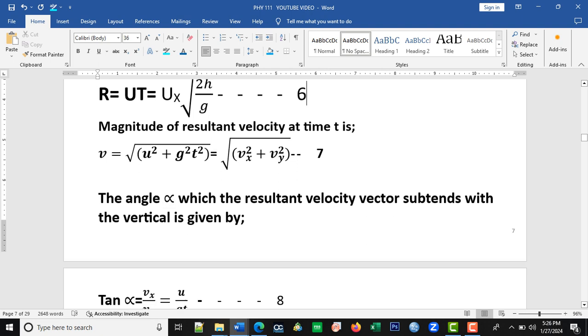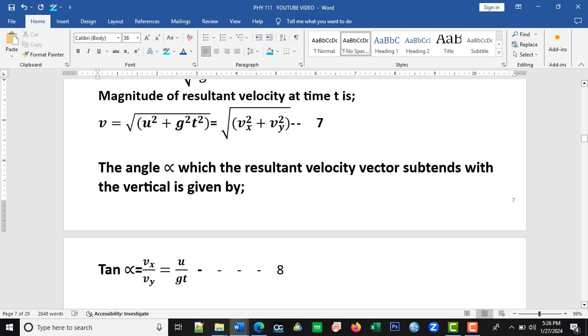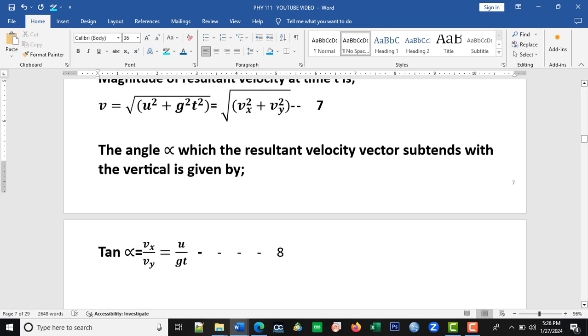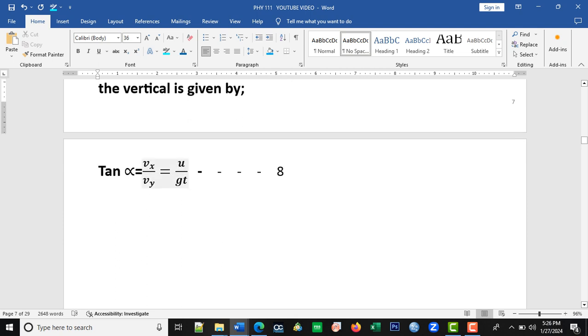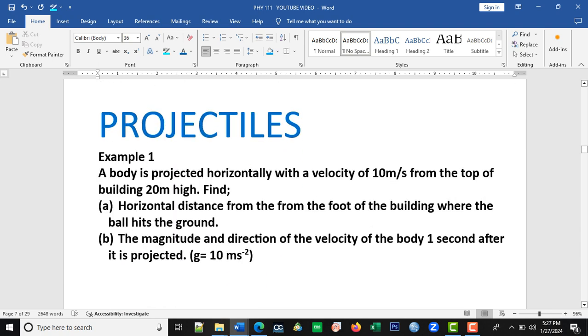Okay, so the next thing we are going to consider before we solve at least one problem is the angle alpha, the angle which the resultant velocity vector makes with the vertical. That angle is given by tan alpha equals Vx over Vy, or we can as well write it as u over gt, still from equations 3 and 4. Okay, so let's quickly look at this problem.